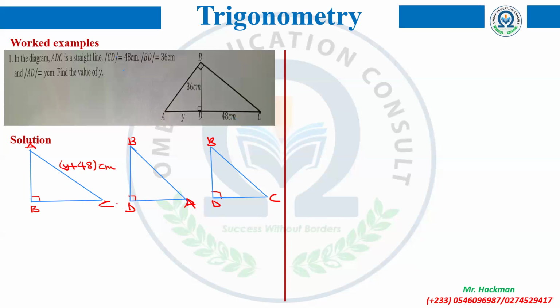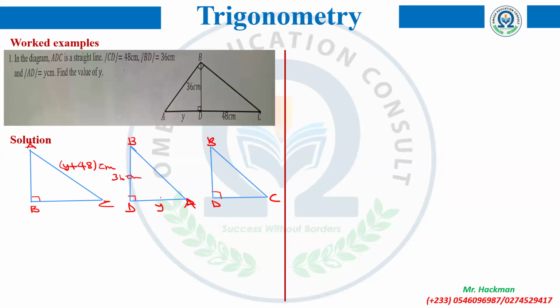Which other side of the triangle ABC do we know again? I think that's the only side. Do you agree? Yes, please. So we move on to the next triangle, which is triangle ADB. That will give us what? We know AD. AD is what? Y. So we know that this is Y, and we also know BD. And BD, we are told, is 36 from that. I hope you are following.